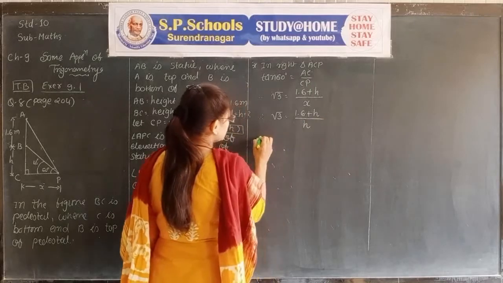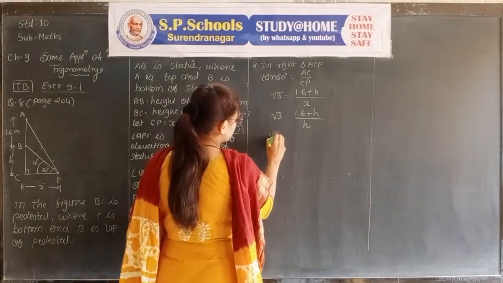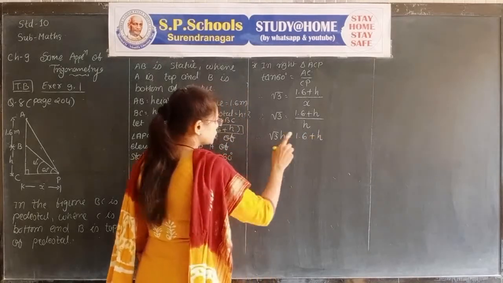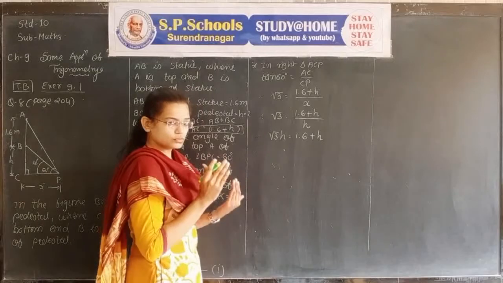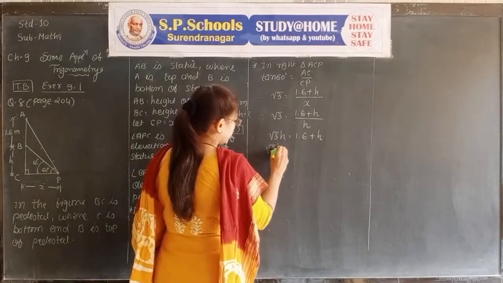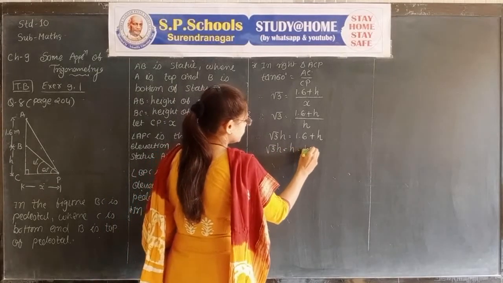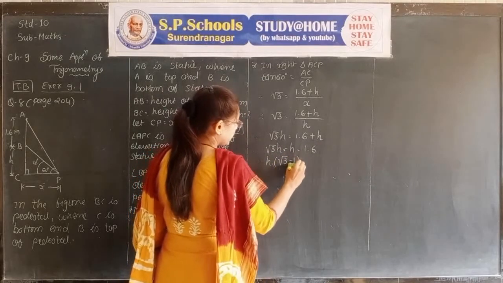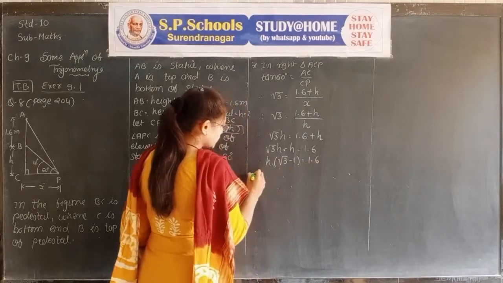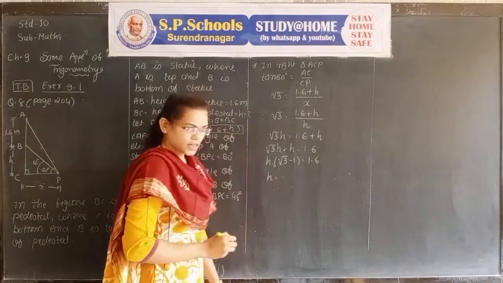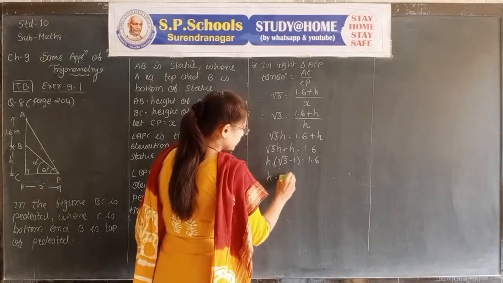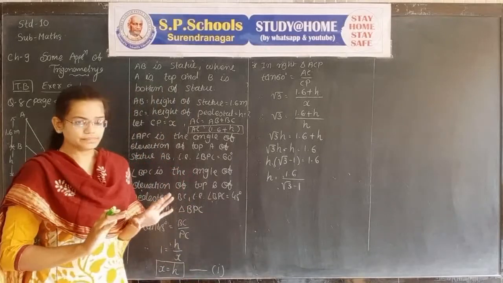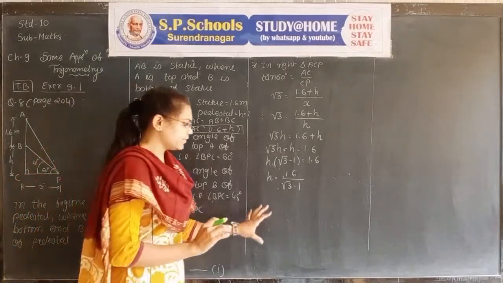Here is the H. Cross multiply it: root 3 H is equal to 1.6 plus H. Shift the right hand side H to the left hand side: root 3 H minus H is equal to 1.6. H is common, so H into bracket root 3 minus 1 is equal to 1.6. By making H the subject we get 1.6 upon root 3 minus 1. It is the height of the pedestal but is not our final answer.